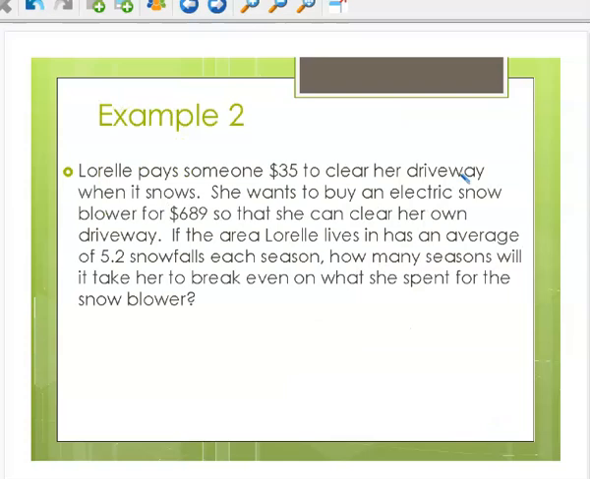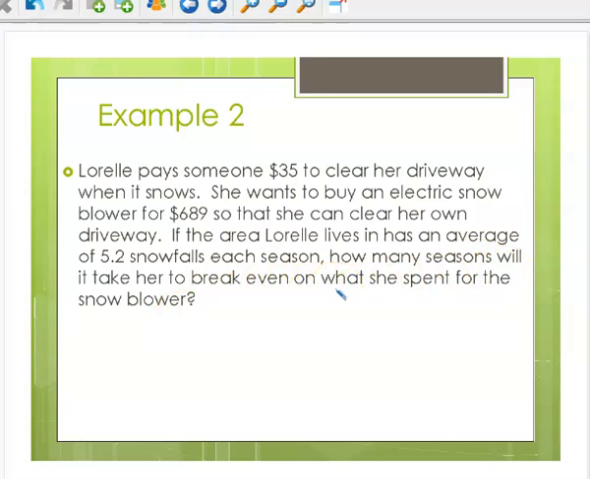All right, let's go on to another one here. Yes, a word problem that we all love. Okay, let's find a way that we can apply our tools here. So Laurel pays somebody $35 to clear her driveway when it snows. However, she wants to buy an electric snowblower for $689 so she could just do it herself. Okay, if the place where she lives has an average of 5.2 snowfalls each season, how many seasons will it take her to break even on what she spent for the snowblower?